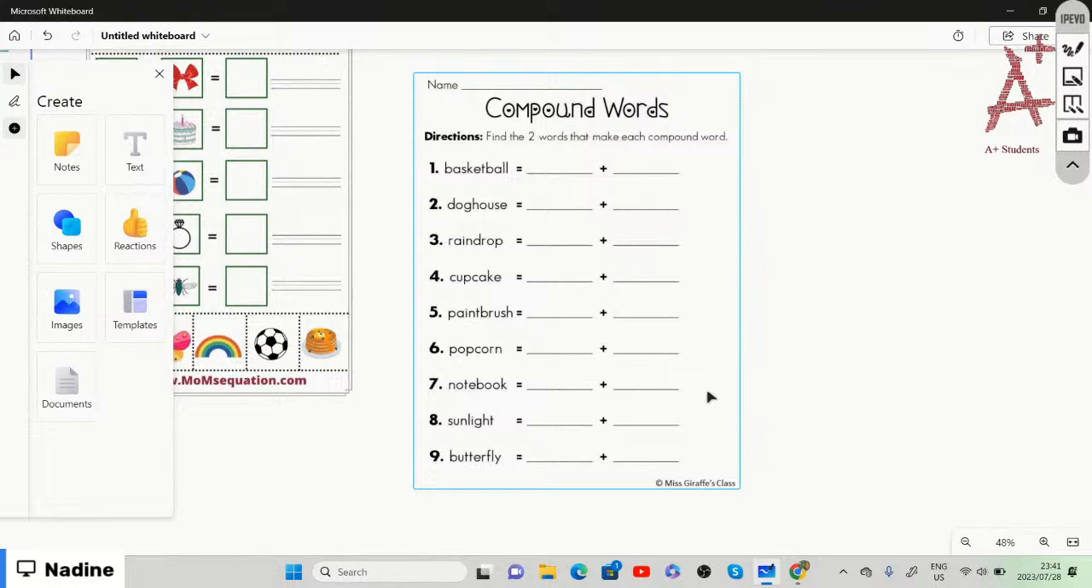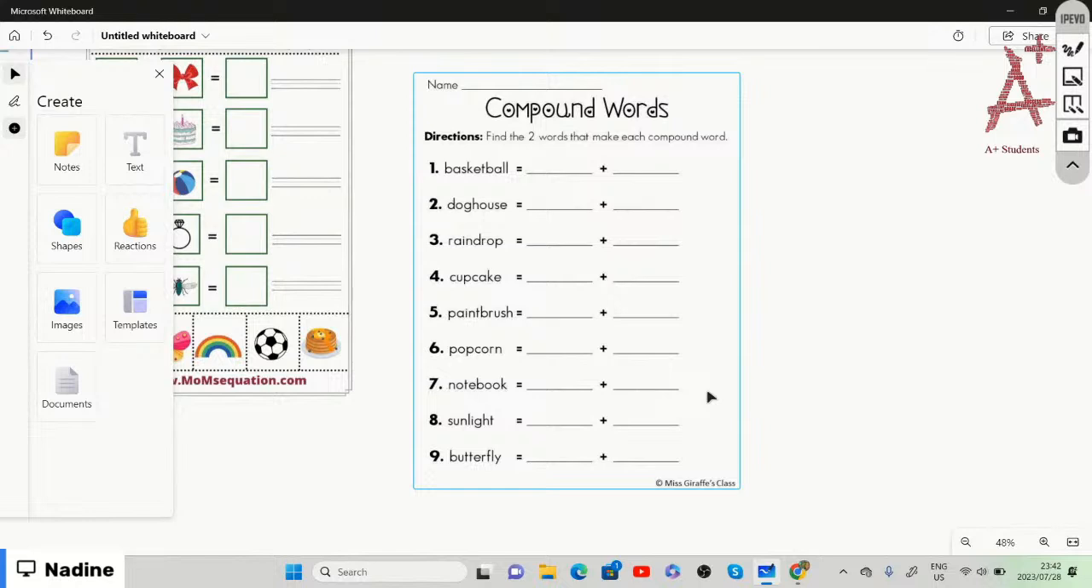But now, in the next activity, they gave us the compound words. So the compound word is already given. We now need to break up that one compound word into two smaller words, right? So the compound word is already given.